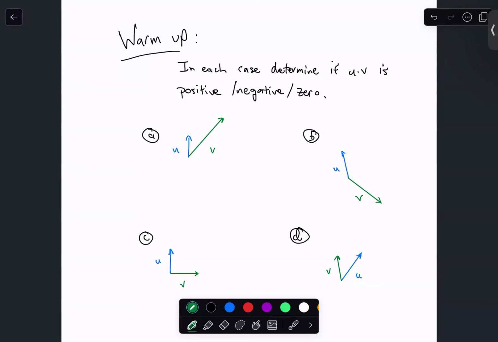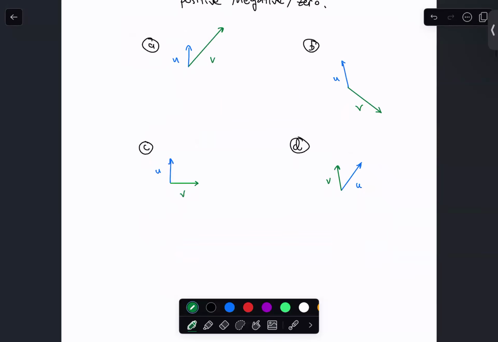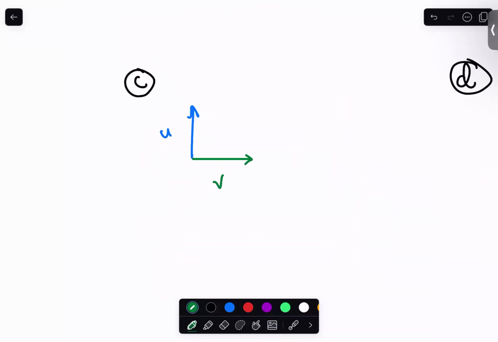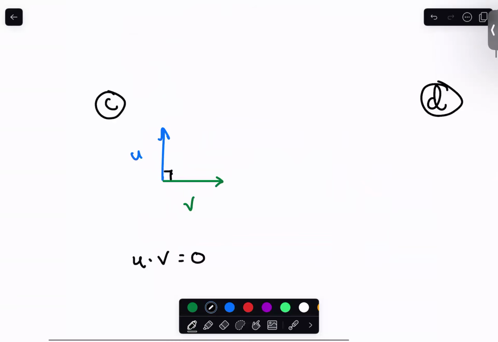My question is, in each case, can we recall when you are going to have a positive dot product, when will you have a negative dot product, and when will you have a zero dot product? The zero dot product comes fairly quickly. Can anyone tell me A, B, C, D, which one of these is going to be zero? Yeah, C. So when you have perpendicular vectors, and I tried my best to make them perpendicular here, u dot v is equal to 0. So that's the zero case here.